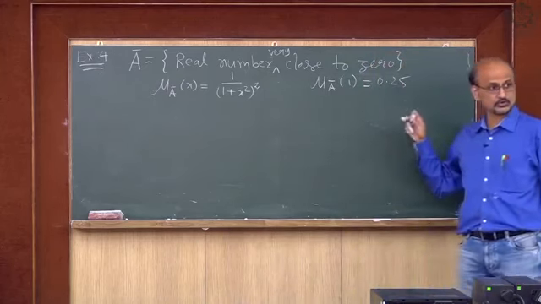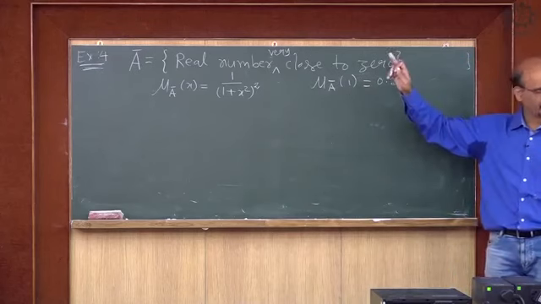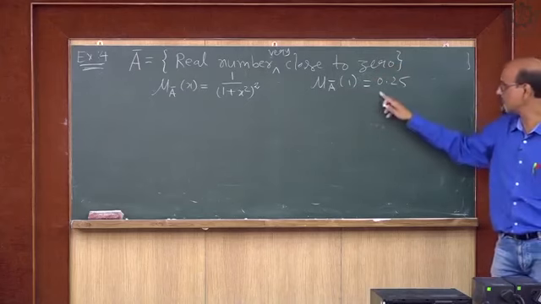See the change, very close to 0. Earlier it was close to 0, and we had mu A bar 1 as 0.5, if you remember. Now it becomes mu A bar 1 as 0.25.